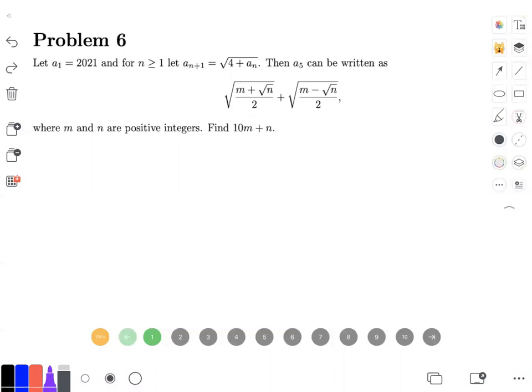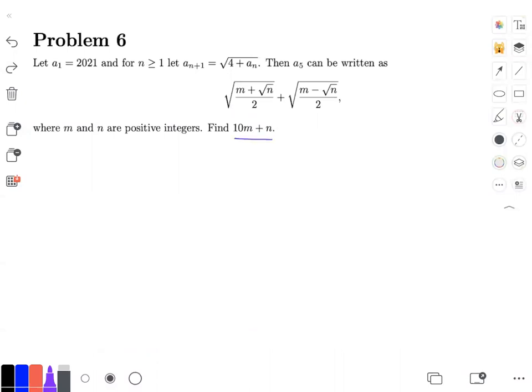Let a sub 1 equal 2021, and for n greater than or equal to 1, let a sub n plus 1 equal root of 4 plus a sub n. Then a sub 5 can be written as this combination of radicals where m and n are positive integers. We want to find 10m plus n.